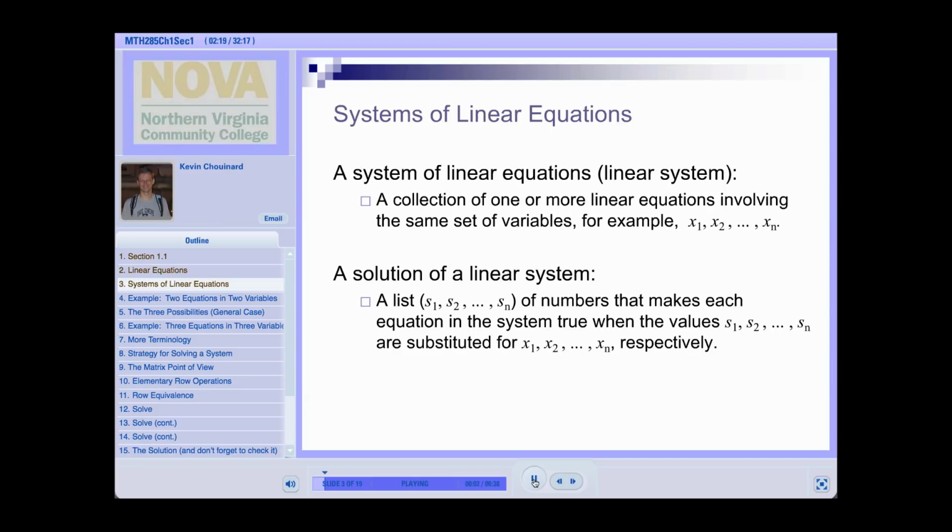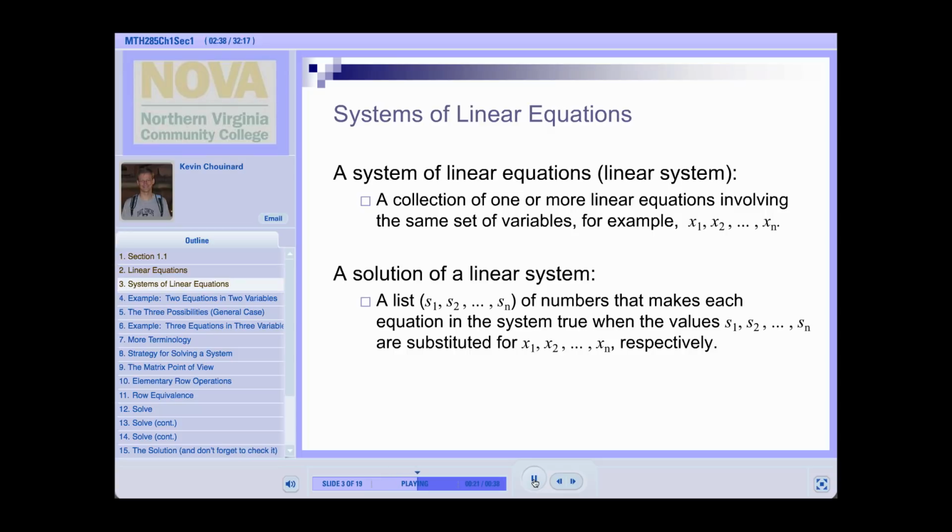A system of linear equations is a collection of one or more of the aforementioned linear equations that we saw in the last slide, which involves the same set of variables throughout. For example, if you had a set of equations, each of which used the variables x sub 1 through x sub n.